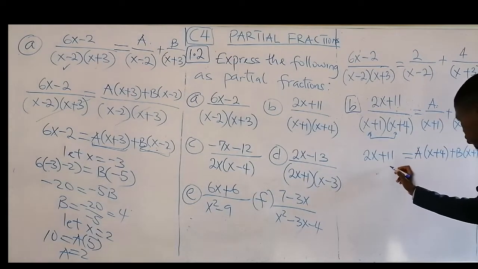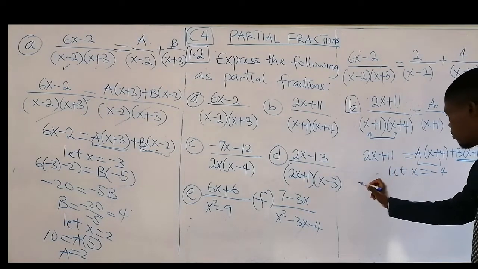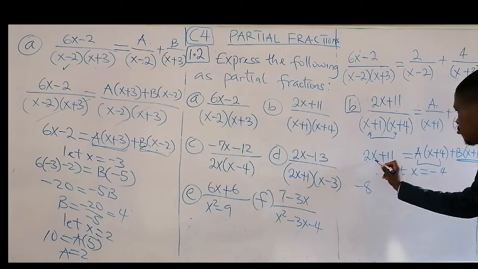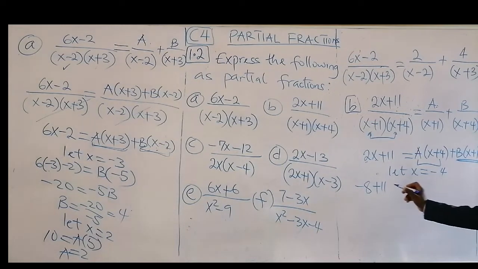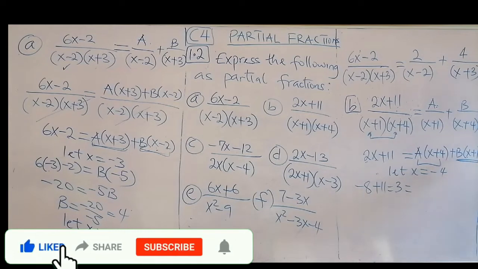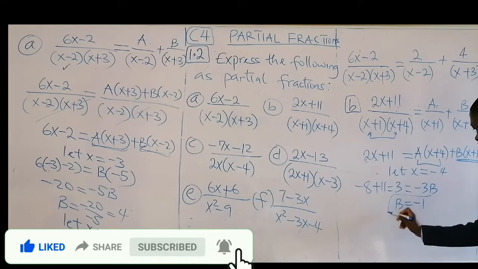So then the next thing to do, let x be equal to minus 4, so that this expression can cancel, then I can get the unknown from this expression. So this will be 2 times minus 4 plus 11, 2 times minus 4 which is minus 8, and that will give us 3 here, equal to, come here, minus 4 plus 1. So that's minus 3. So B is minus 1.